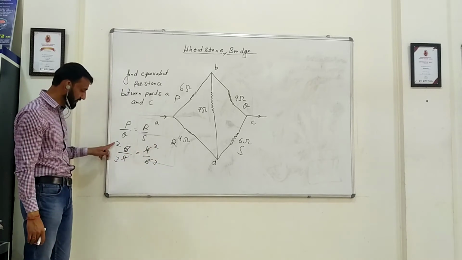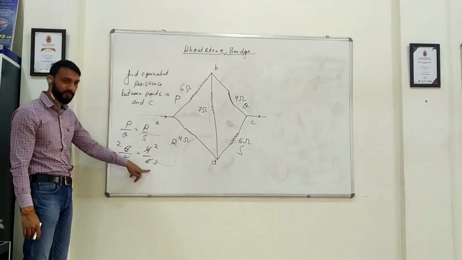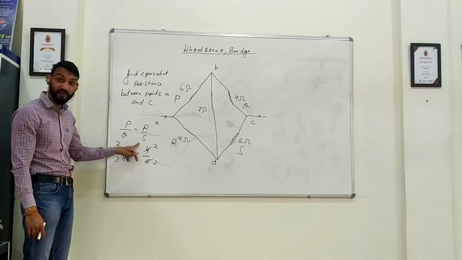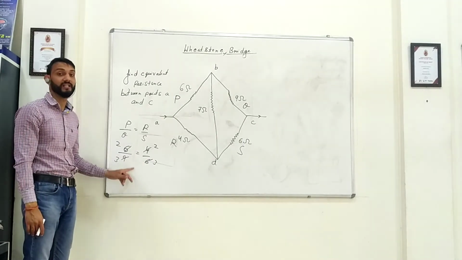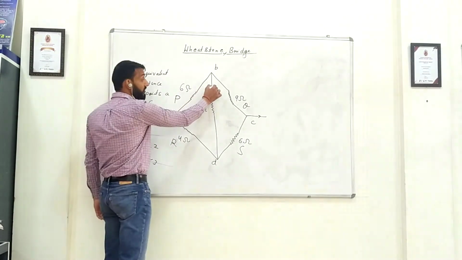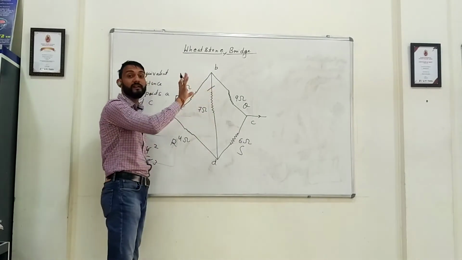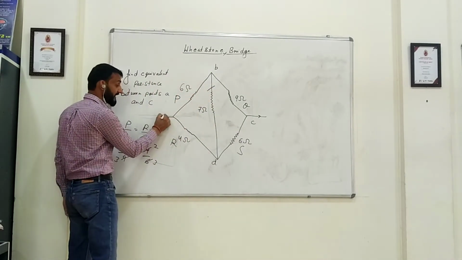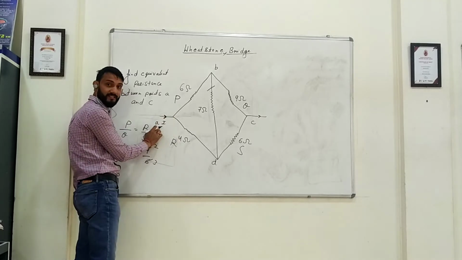So you can see here also 2 upon 3 and here also 2 upon 3. It means P upon Q is equal to R upon S is being satisfied. Now if it is satisfied, then what will happen? There will be no current here. Current won't go there.